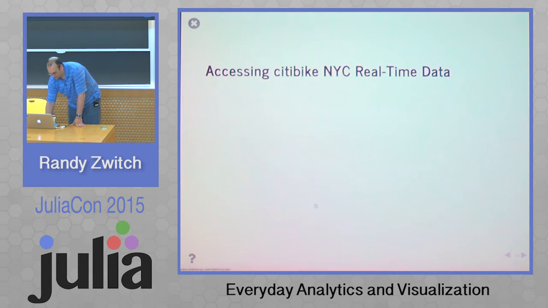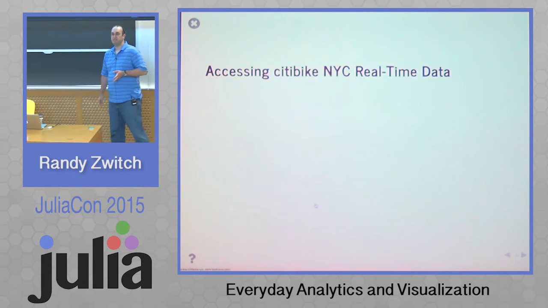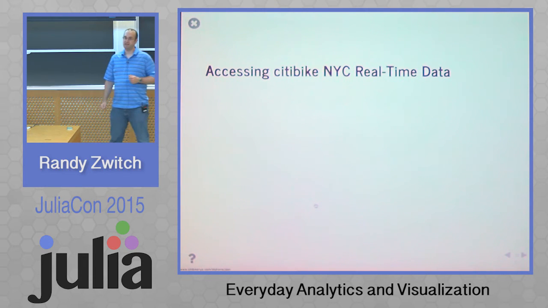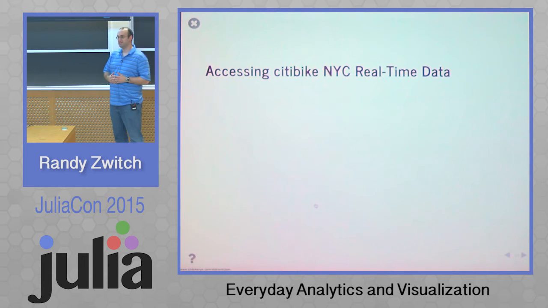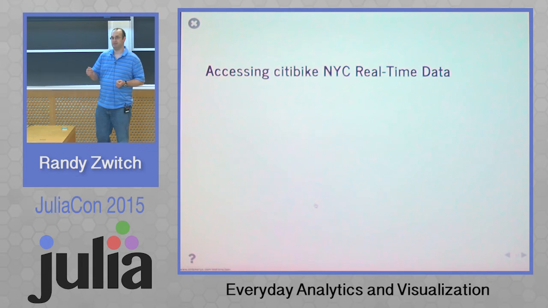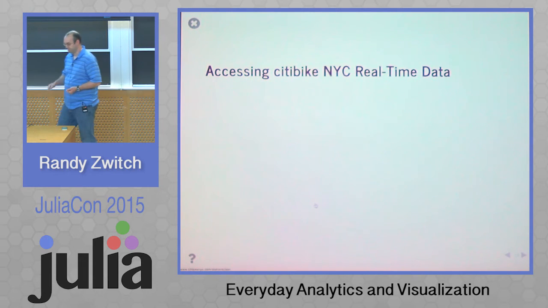Okay. So that's just 2014. As I said, City Bike really wants people to analyze their data. They provide these files as CSVs, but they actually have a real-time API. And what we're going to do now is access the real-time API and plot where the most bikes are available in real time.